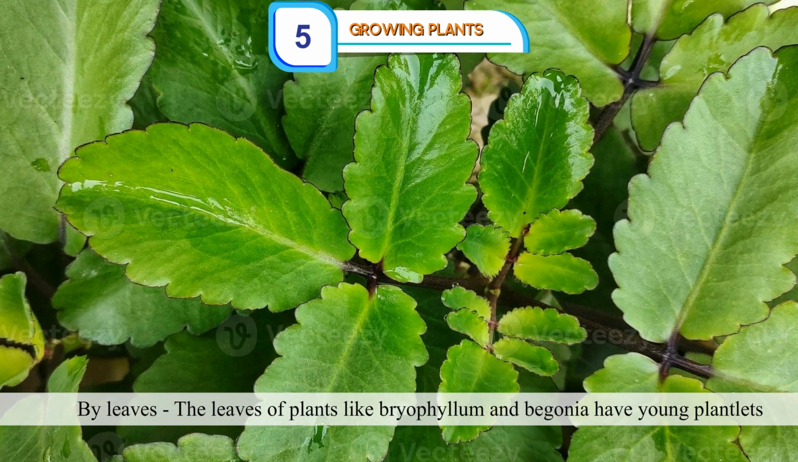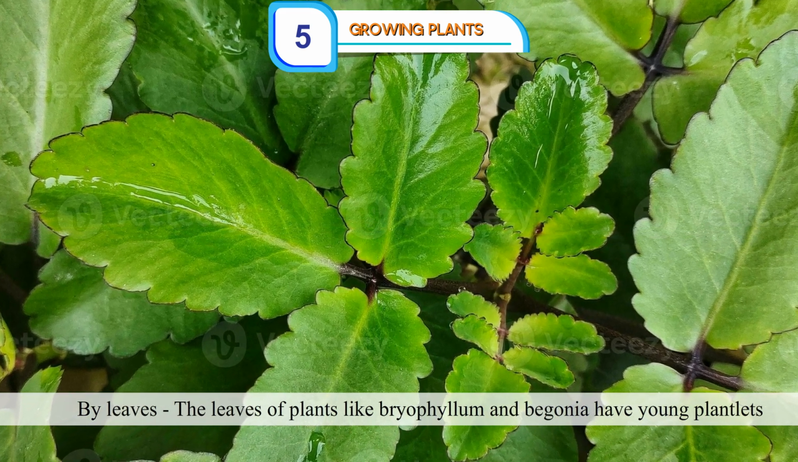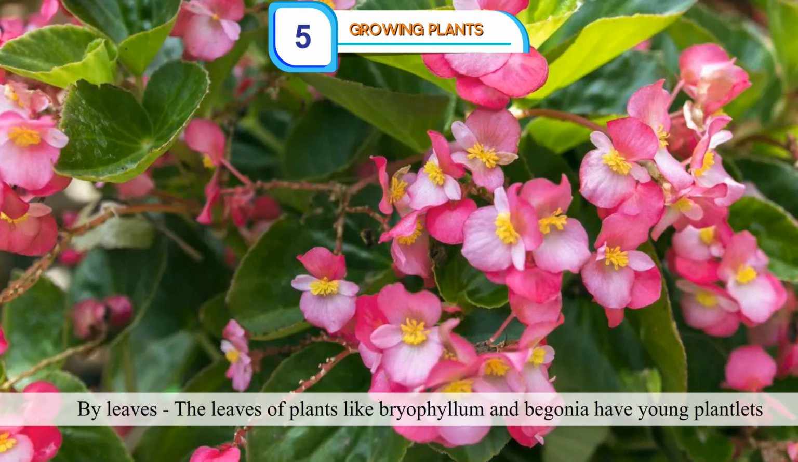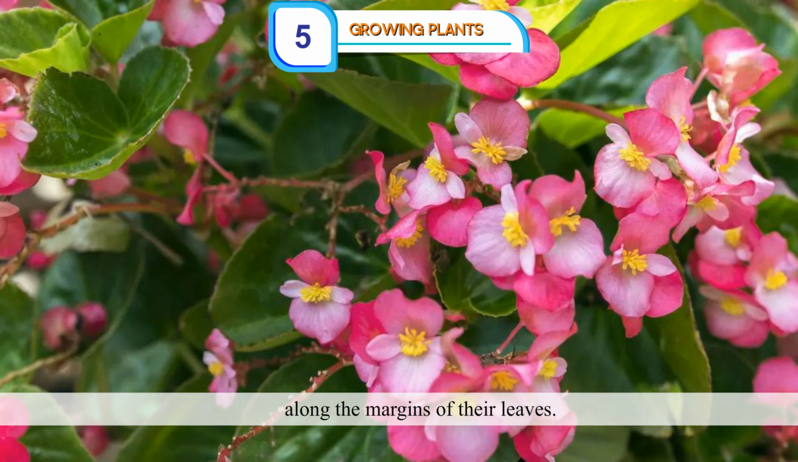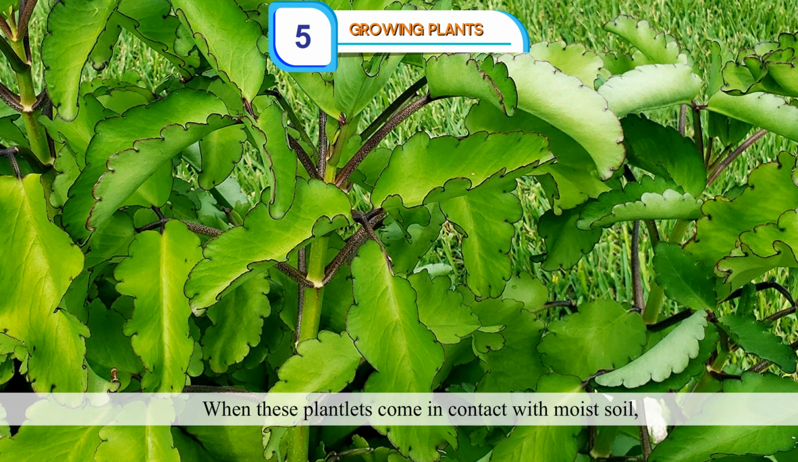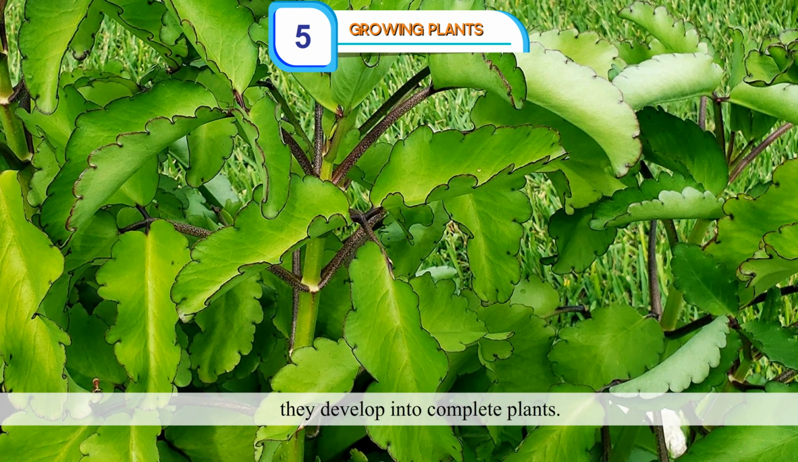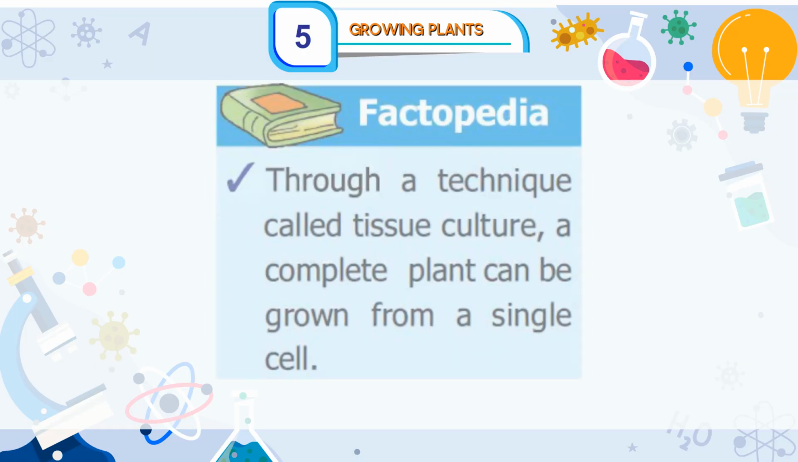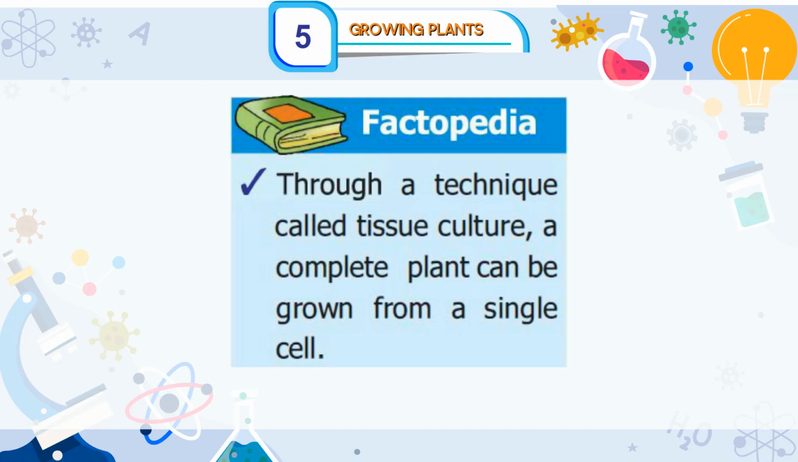By leaves: the leaves of plants like bryophyllum and begonia have young plantlets along the margins of their leaves. When these plantlets come in contact with moist soil, they develop into complete plants. Factopedia. Through a technique called tissue culture, a complete plant can be grown from a single cell.